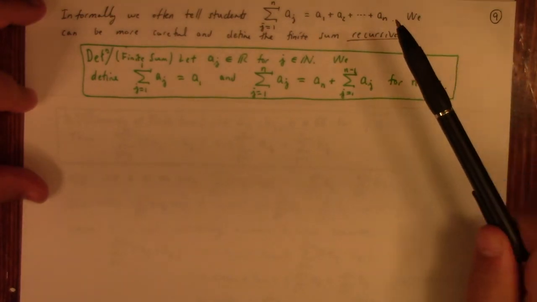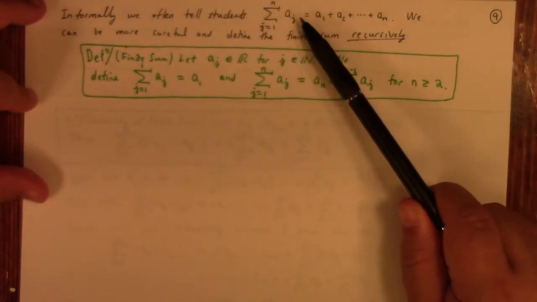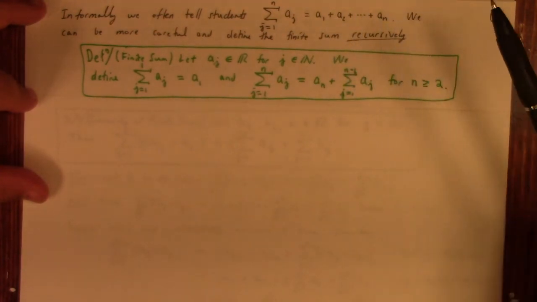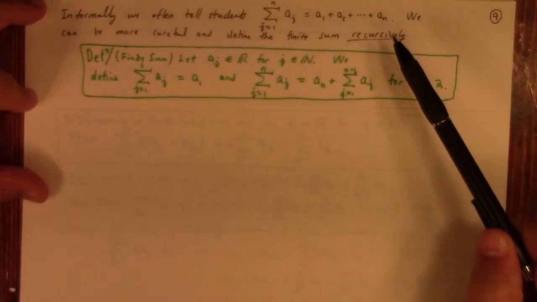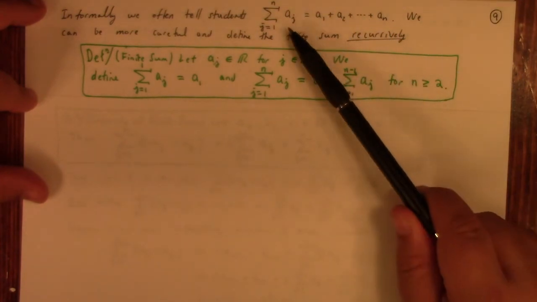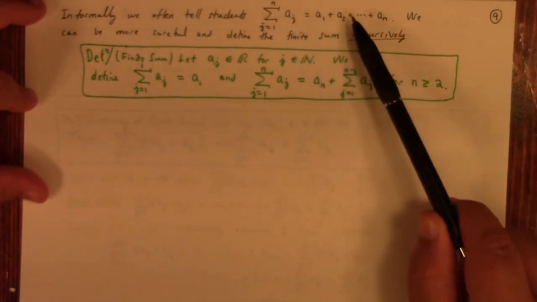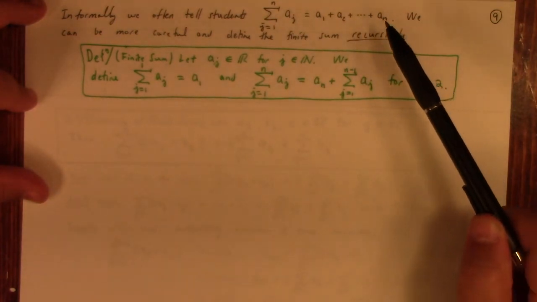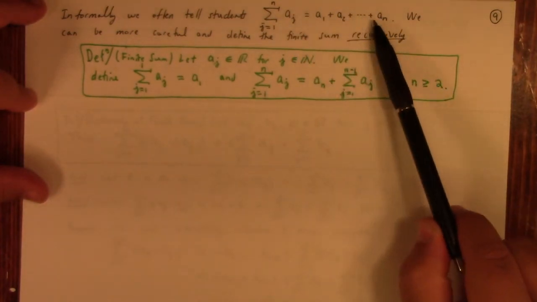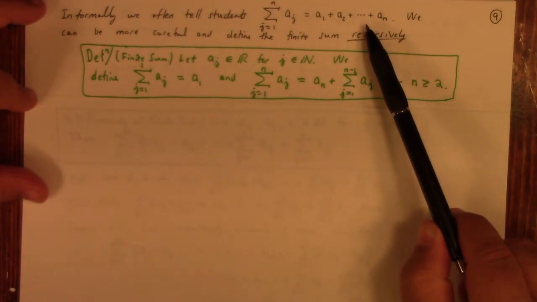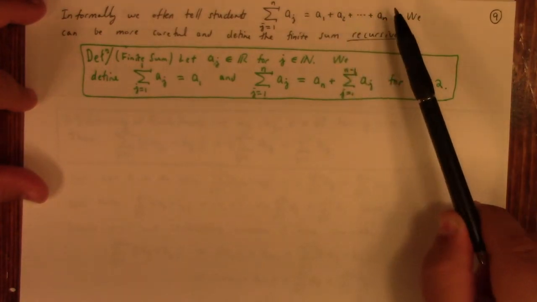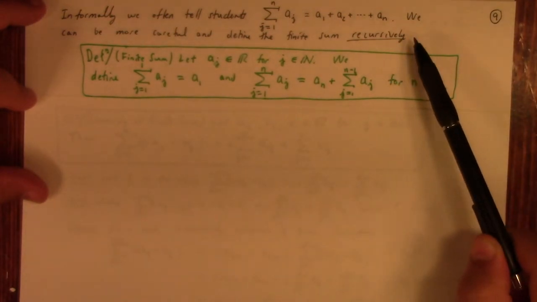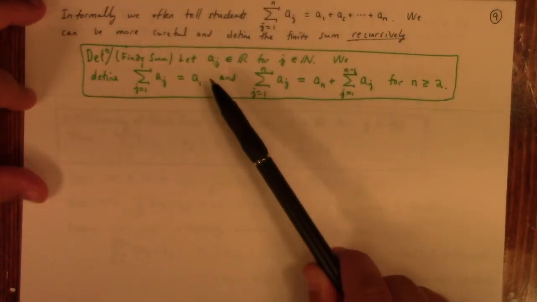So we informally often tell students that the sum j equals 1 to n of a sub j is like a1 plus a2 plus dot dot dot plus a sub n, right? Which, I mean, this isn't exactly a definition. It's really just trading one notation for another. And I think we just bully students into believing that that actually is a definition. And it might intuitively make sense, right? But to carefully define it, we probably should use some recursion. And here's how you do it.